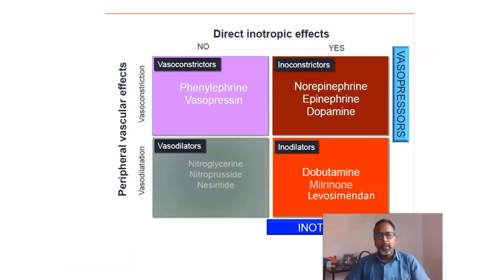Now, if you broadly classify the existing drugs into purely vasoconstrictor, purely vasodilator, inotropes having both inotropic action as well as constrictive action, and the last group of drugs, the inodilators, which have an inotropic action combined with vascular dilatation.